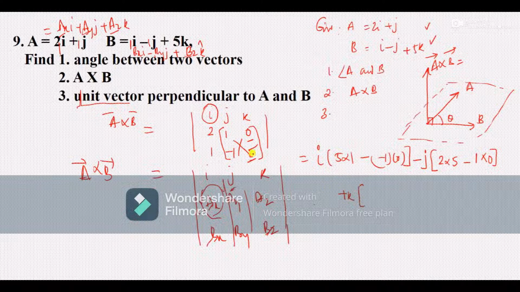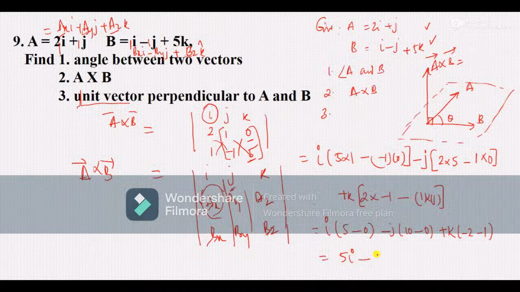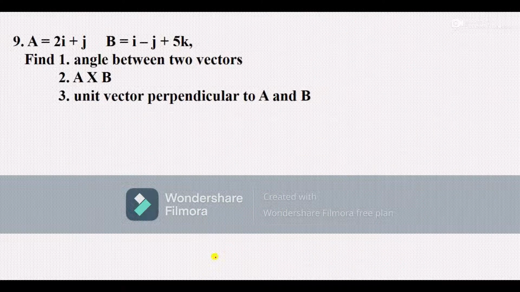So plus k, when you are using k, it is the values of i and j. We should not use the column of k. That is 2 into minus 1, minus of 1 into 1. So it is 5 i minus 10 j, and plus k into minus 3. So this is a vector which is the cross product of A and B. So one value we got is the cross product A cross B.